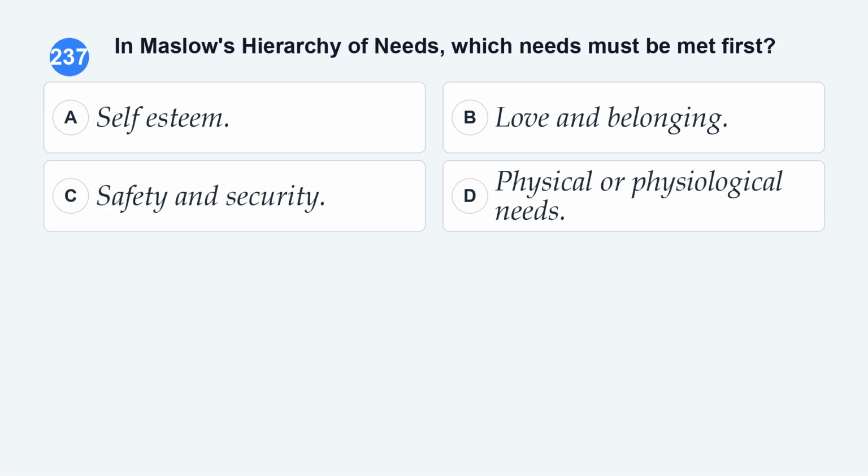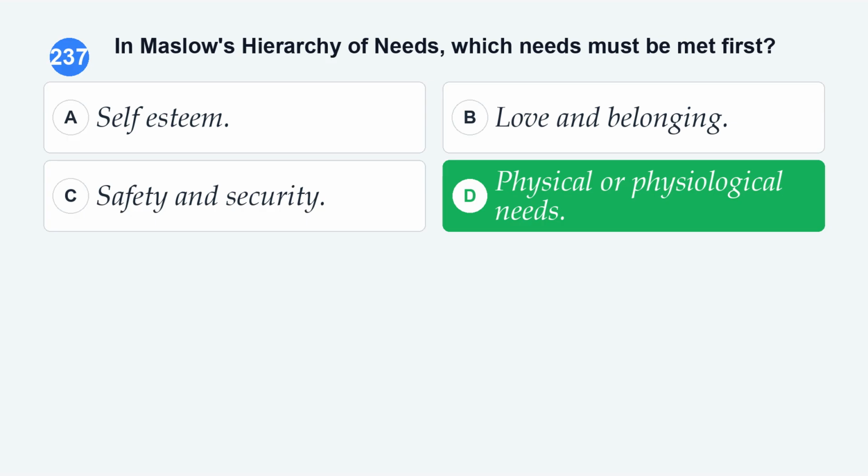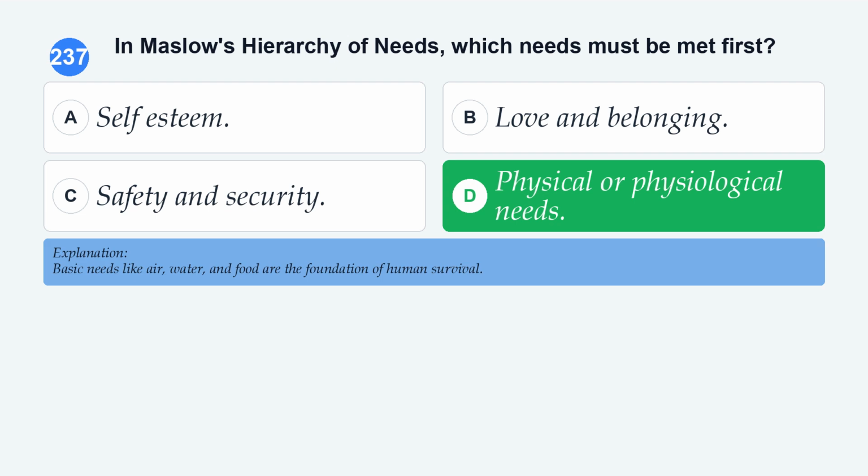Question 237. In Maslow's hierarchy of needs, which needs must be met first? Option A, self-esteem. Option B, love and belonging. Option C, safety and security. Option D, physical or physiological needs. The correct answer is option D, physical or physiological needs. Explanation: basic needs like air, water, and food are the foundation of human survival.